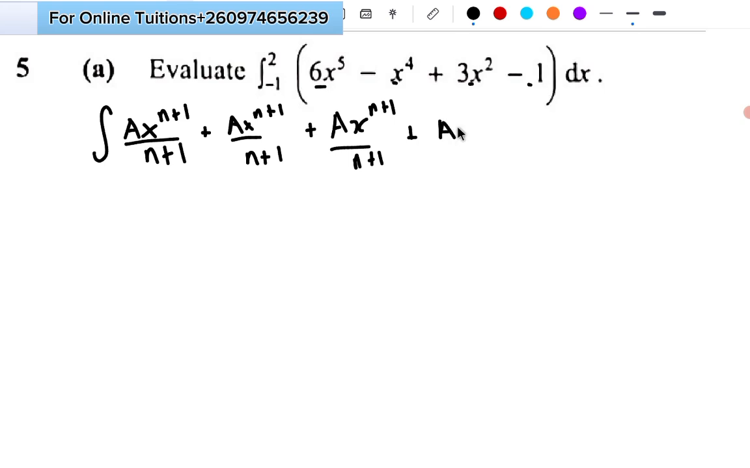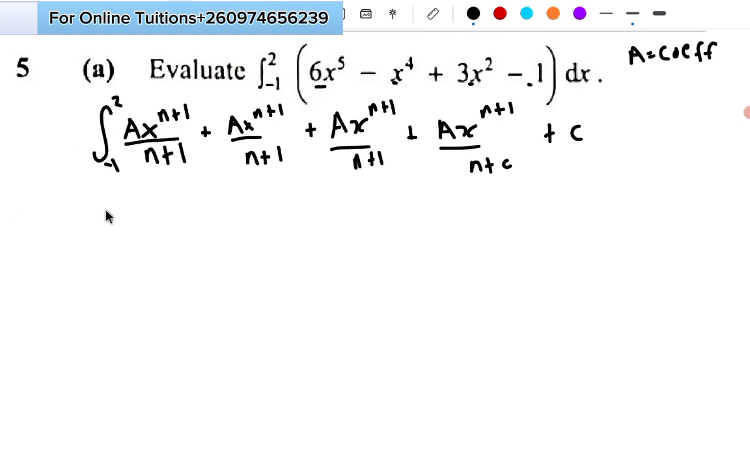So it's ax^(n+1) over n+1, plus c as a constant. The limits you can put there, and we are going to apply them. Now what is a? It is the coefficient, the number just in front of x. For example, 6 is the coefficient for the first term.